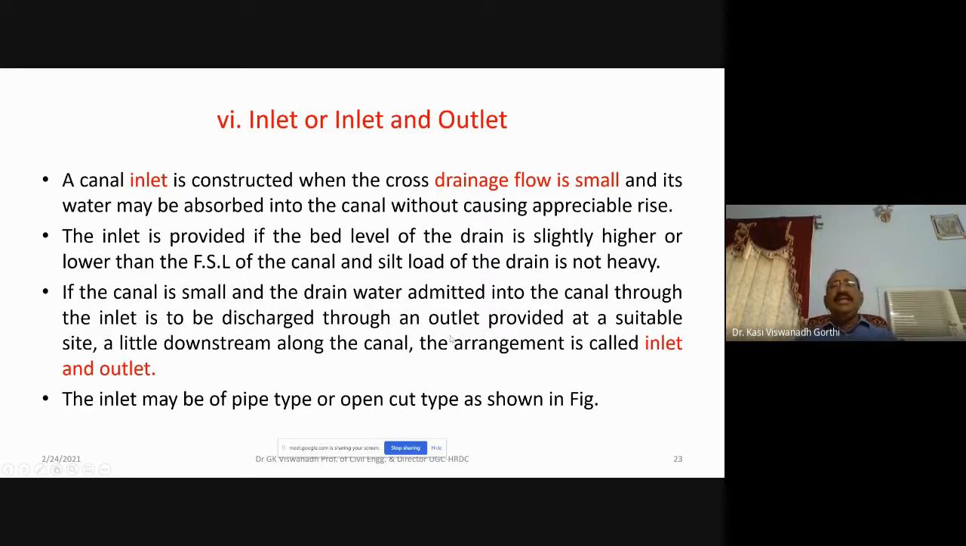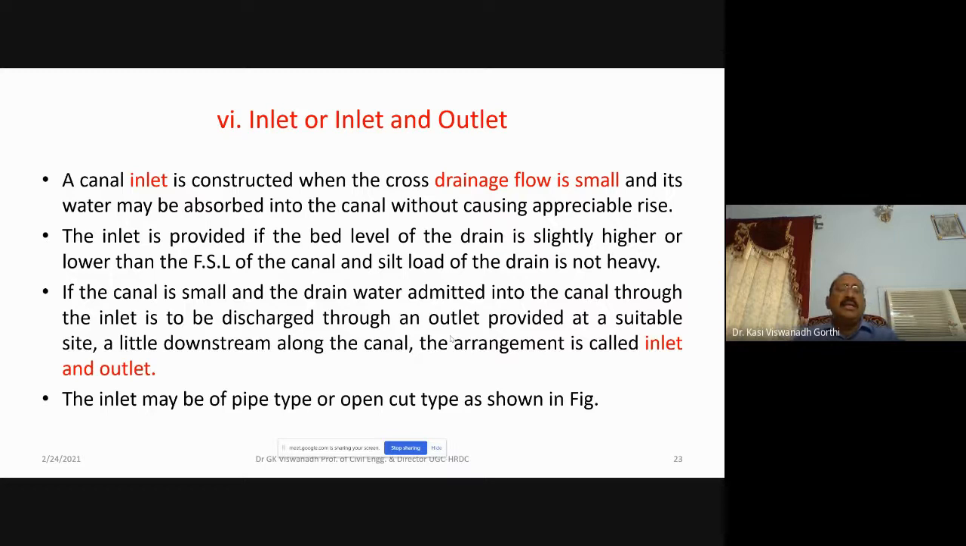Sixth one is inlet and outlet. A canal inlet is constructed when the cross drainage flow is small and its water may be absorbed into the canal without causing appreciable rise. In such a case only will we be able to allow the mixing up of the water. In the earlier case 5, if you see, water is getting mixed in the level crossing, but the share of water in the canal and the share of water in the river are not changed.